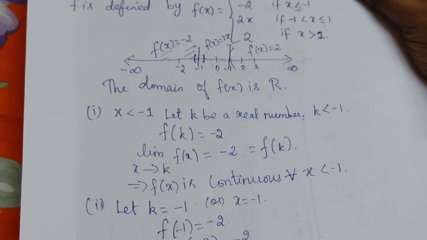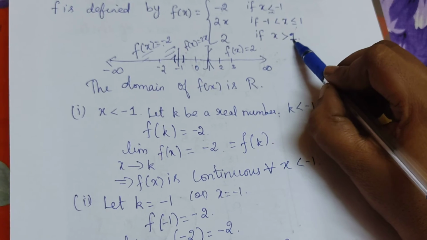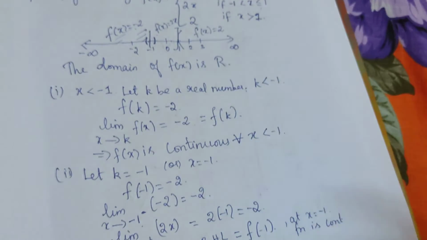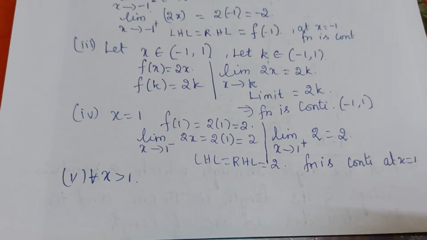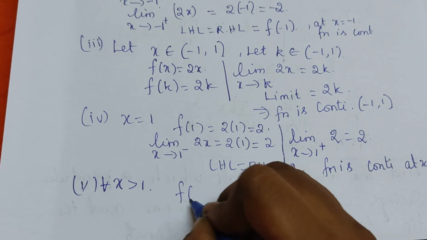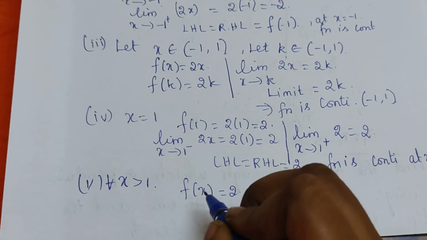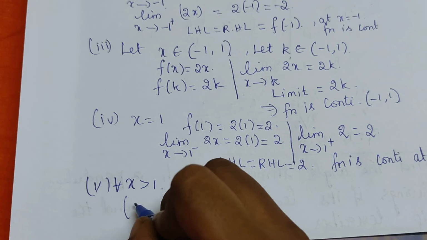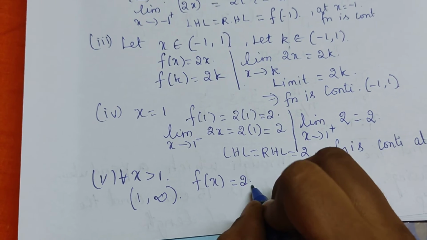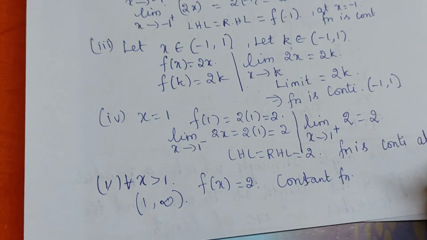And now we will discuss the final case, when the values of x are real numbers greater than 1, where the function has been defined as 2. Okay. So here the function has been defined as 2. Now it's a constant function. So for any real number in the interval 1 to infinity, we have the function as 2, which is a constant function, which is a continuous one.